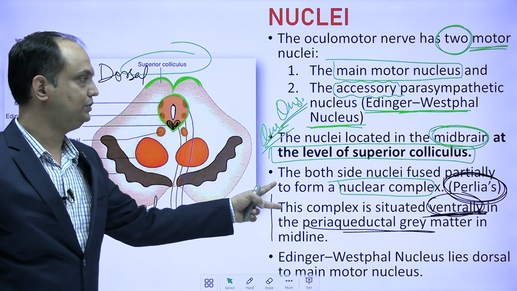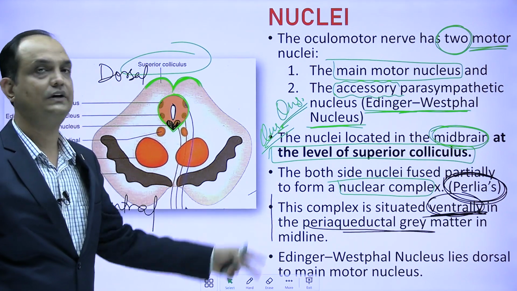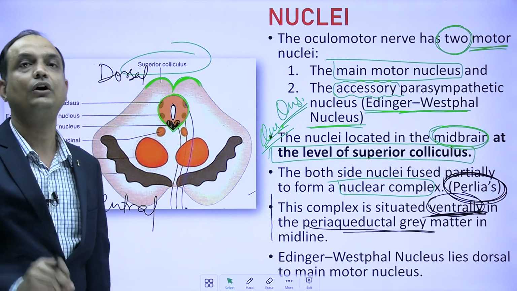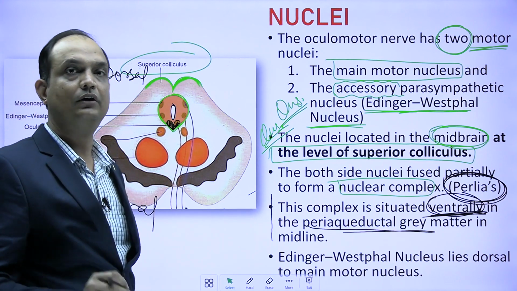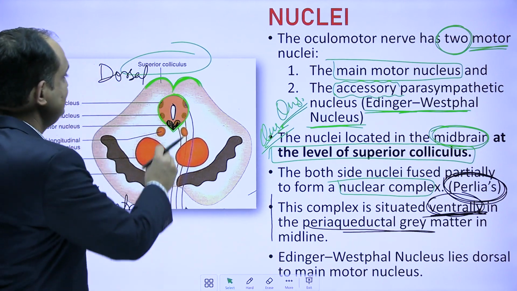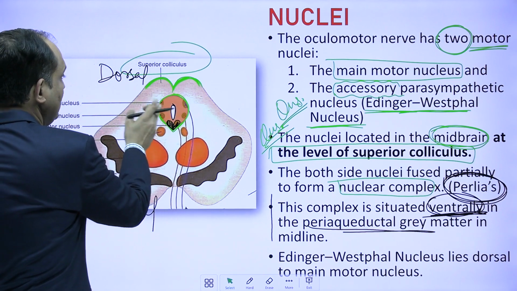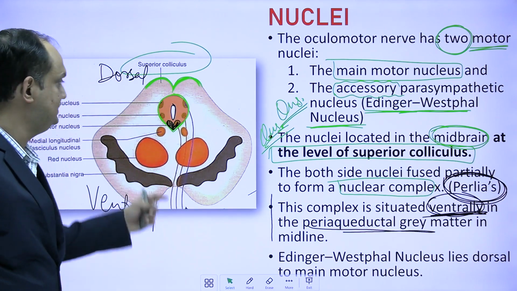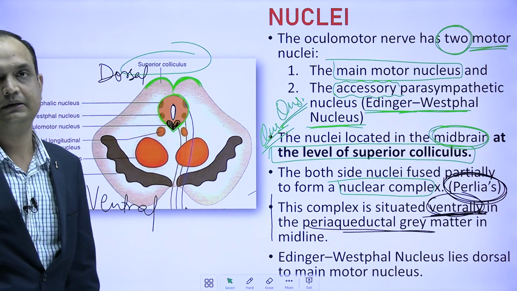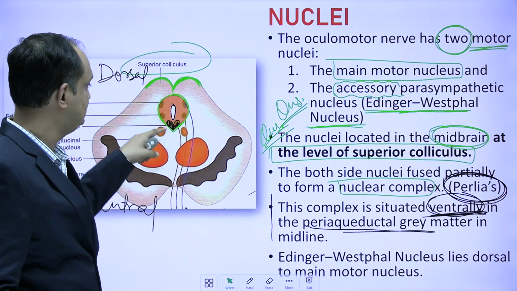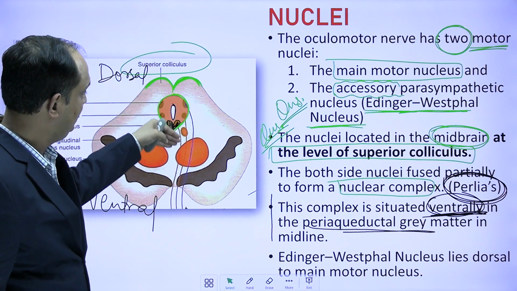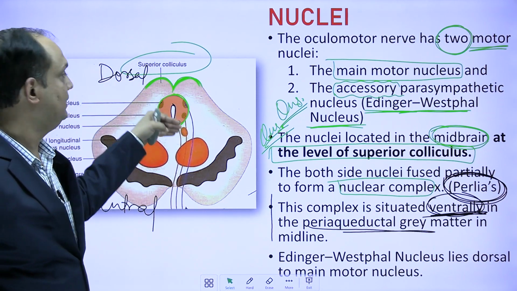So there are two questions from these two lines. First, what is the location of the oculomotor nerve nuclear complex? Is it inside the central gray matter or outside the central gray matter? The answer is inside the central gray matter. The second question is whether this nuclear complex is ventral or dorsal to the periaqueductal area. The answer is ventral.